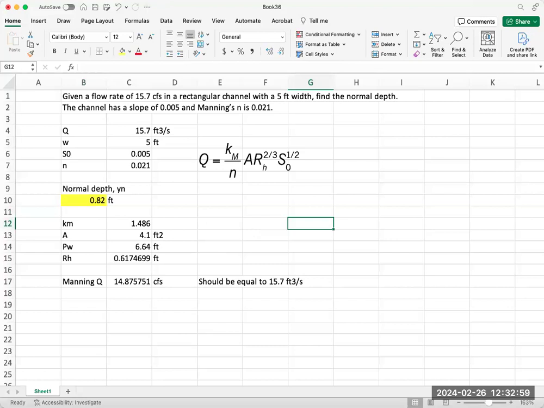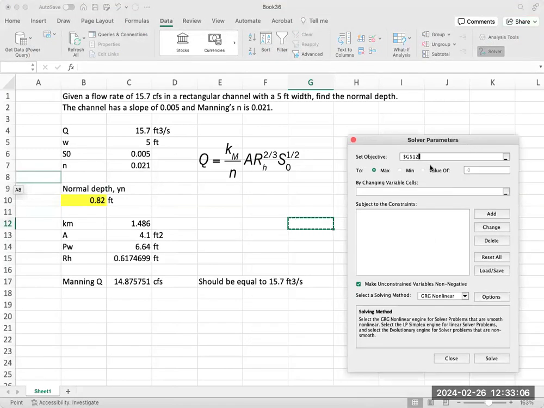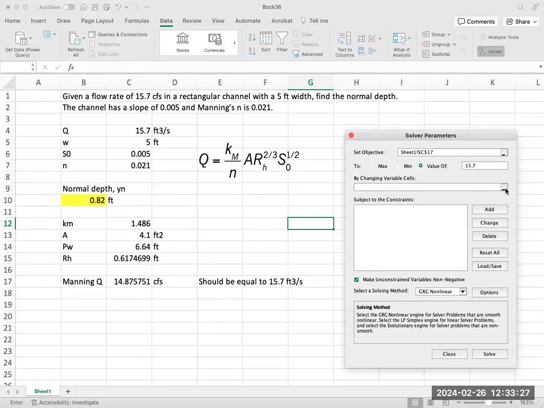Or I could use Solver. So I'm going to go to Data, and I'm going to go to Solver. What I'm going to do is set my objective to be my Manning Q. And I am going to say that objective should be equal to a value of Q that is given in this equation, 15.7. And then I have to say, by changing variable cells, I have to tell it what it needs to be changing so that Q equals 15.7.